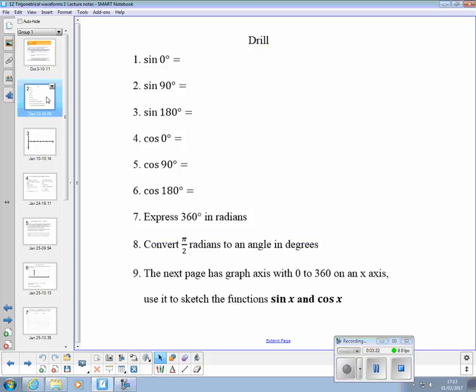Drill. Without a calculator, what's the sine of 0 degrees equal to? Well done. Sine of 0 is 0. What's the sine of 90 degrees equal to? 1. Sine of 180 degrees? 0. Well done. Cosine of 0 degrees? 1. Cosine of 90? 0. Cosine of 180? Minus 1. Well done.